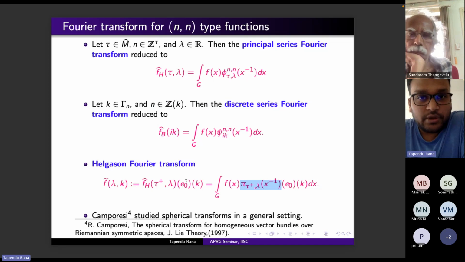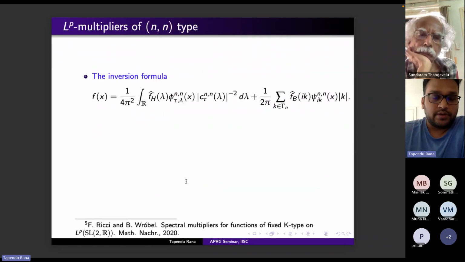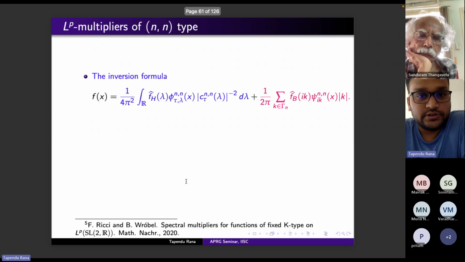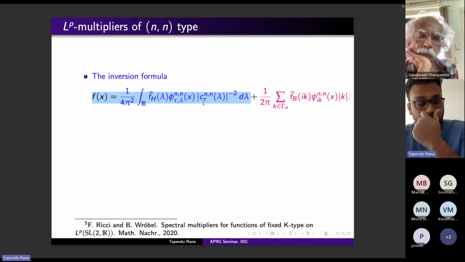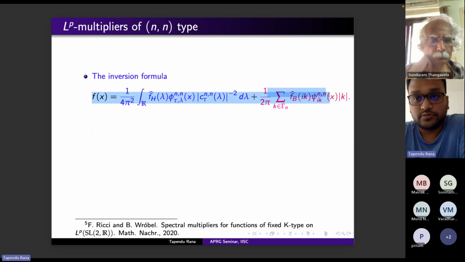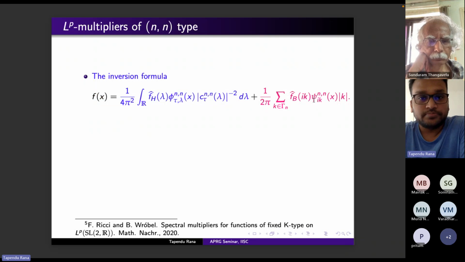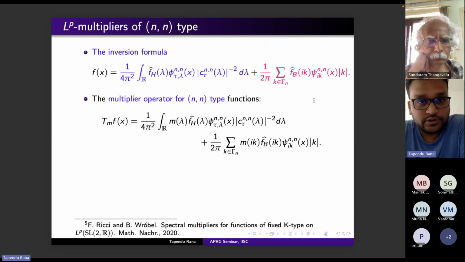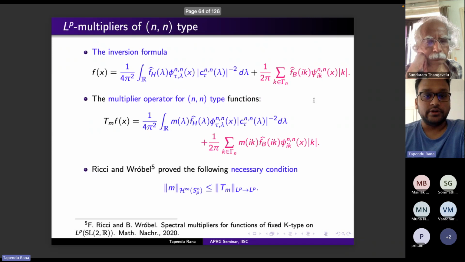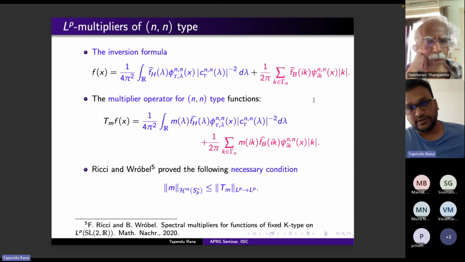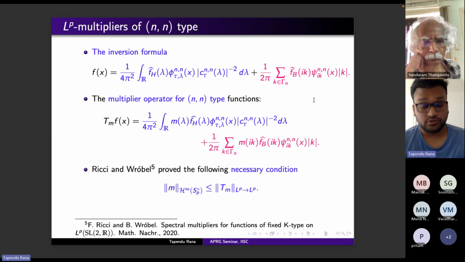Okay, now coming back to these n-type functions. We have this inversion formula for n-type functions on G, which reads as follows. Now, unlike in the symmetric space, we also have a discrete part in this inversion formula. Using the inversion formula, we can define this multiplier operator T_m for n-type functions. Ricci and Rogel observed that even in this setting, holomorphicity and boundedness properties are essential to study the L^p boundedness of T_m.